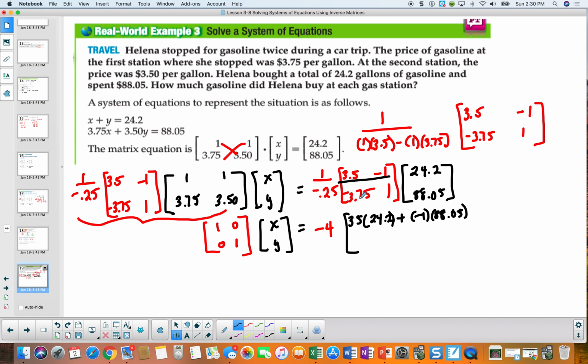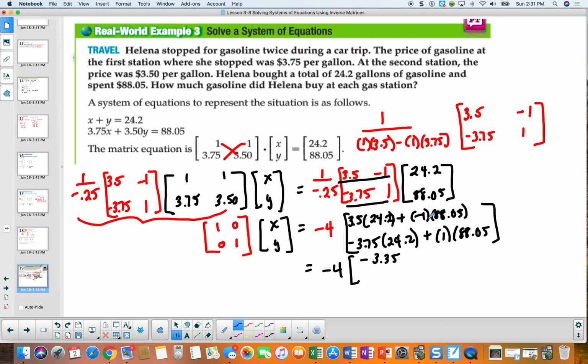Now I'm going to take this row and multiply it here, so it's negative 3.75 times 24.2 plus, and I multiplied these two, and now I need to multiply 1 times 88.05. So here's my scalar, and then I'm going to use my calculator to figure out that answer. Okay, so that's 3.5 times 24.2, take away 88.05. Now I'm going to get a negative 3.35.